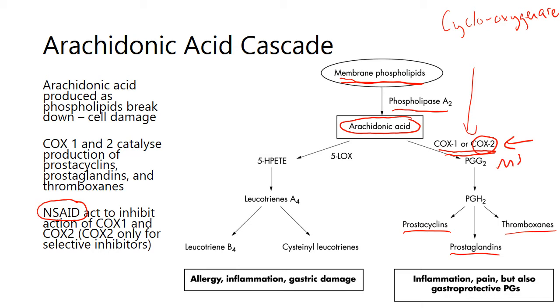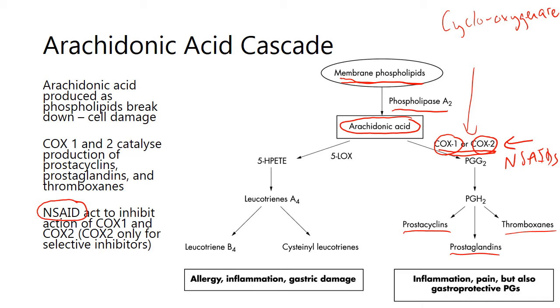Actually, I made a mistake there. I'll just rub that out. So we have our NSAIDs here. Okay. So our NSAIDs are active in inhibiting cyclooxygenase. These are drugs like aspirin, naproxen, diclofenac, and ibuprofen. They are what we refer to as non-specific cyclooxygenase inhibitors.